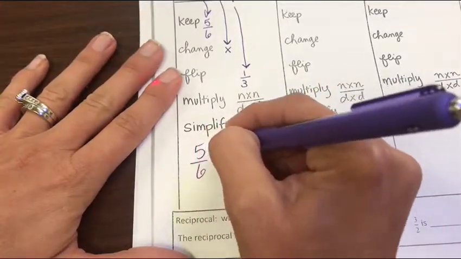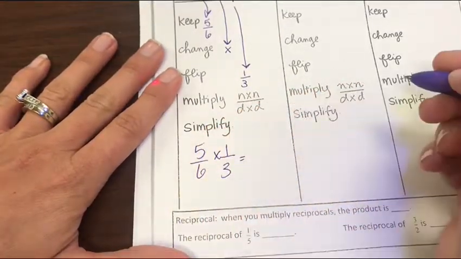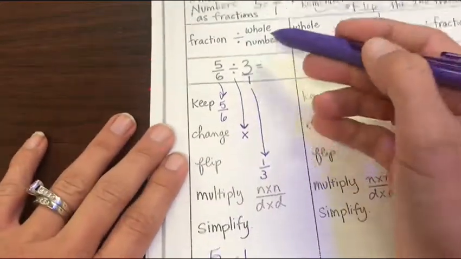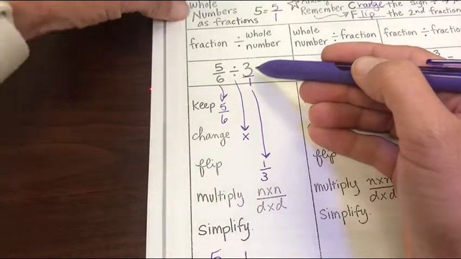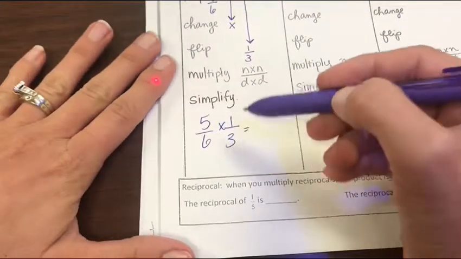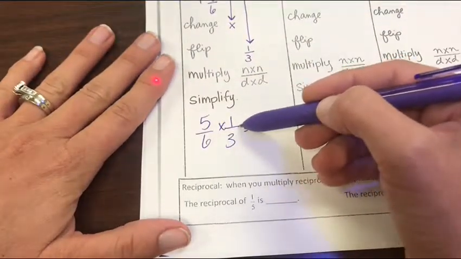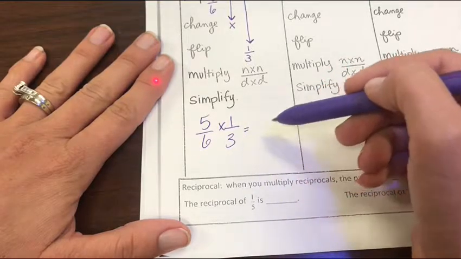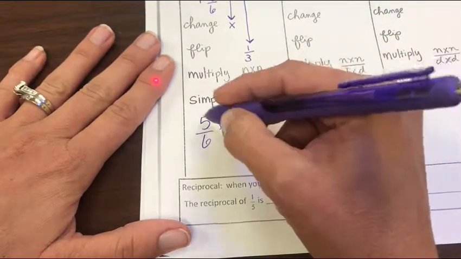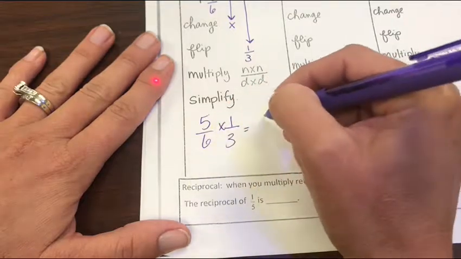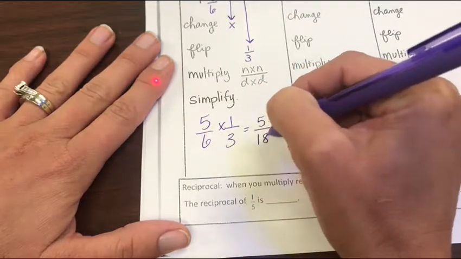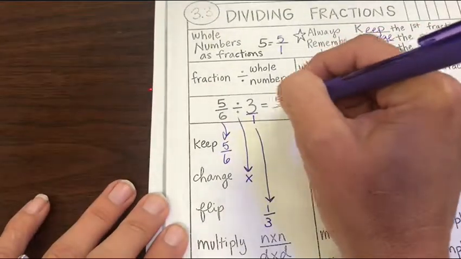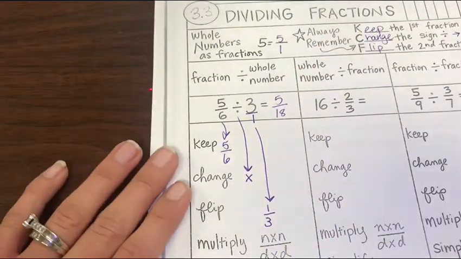5/6 times 1/3. Now, when you change it to multiplication, you are still completing this problem. You're still getting this answer. But mathematicians have figured out that if you multiply by the reciprocal, if you change this to multiplication, you flip it, you get the same answer. So we can't cross cancel. So we're going to do tops times tops, bottoms times bottoms. So each piece of wood in our scenario would be 5/18 foot long.